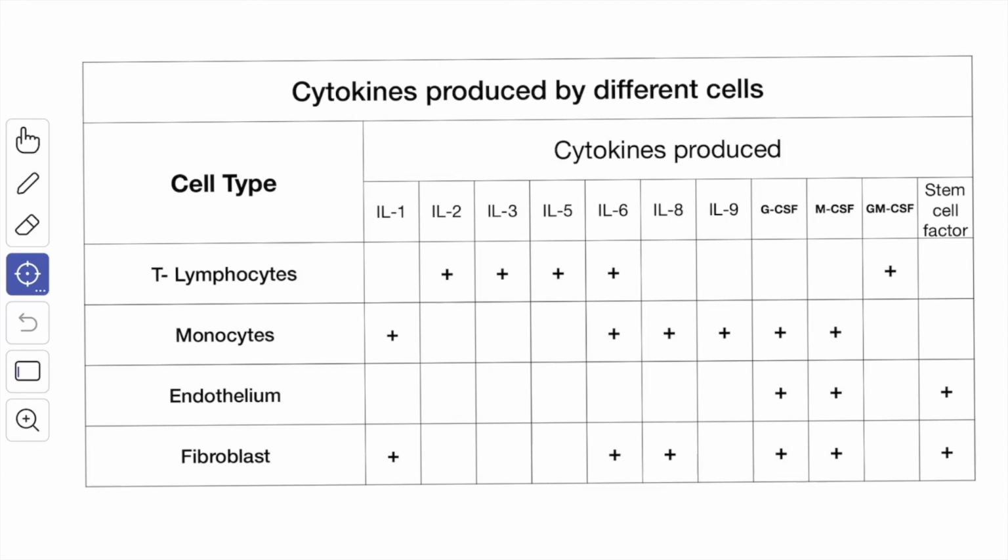Then you have the granulocyte colony stimulating factor, GCSF. Then you have the macrophage colony stimulating factor. Then you have the granulocyte macrophage colony stimulating factor. Then you have the stem cell factor and erythropoietin.